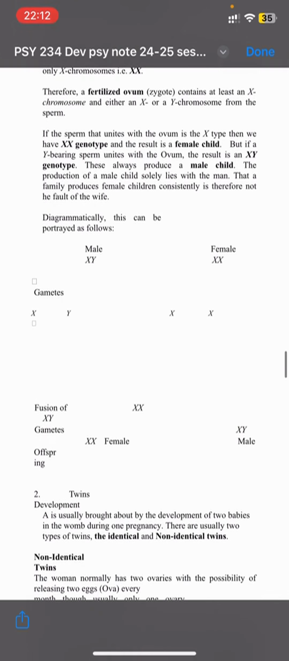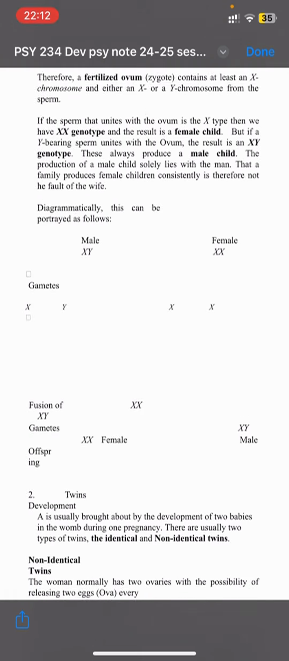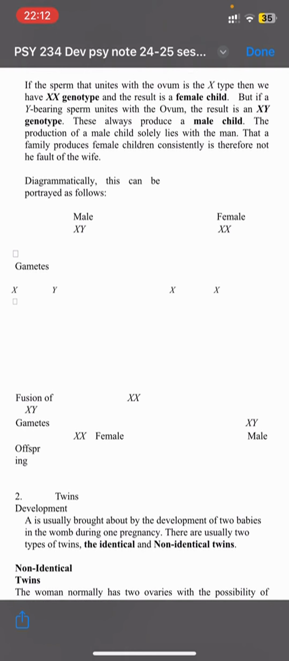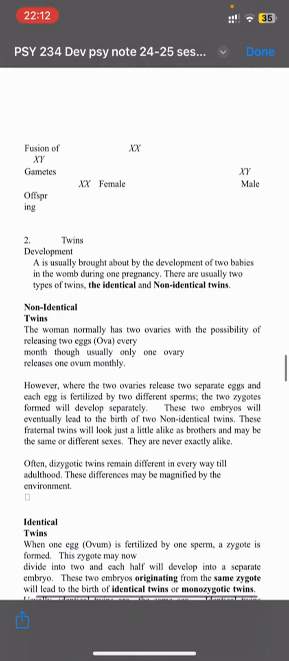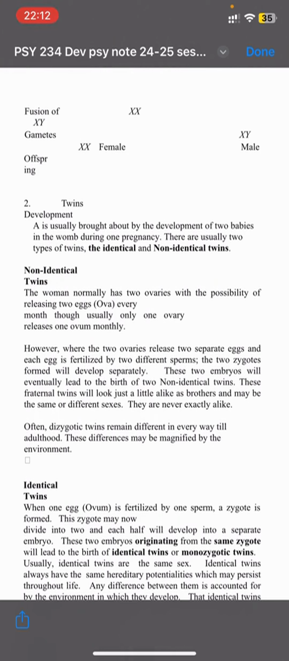Diagrammatically, this can be okay. This one doesn't need that much. From what I just showed you before, you can draw it out. So the chance of having a male is 50%. The chance of having a female is 50%. So I don't think I really need to show you this, also because I didn't make one for that.